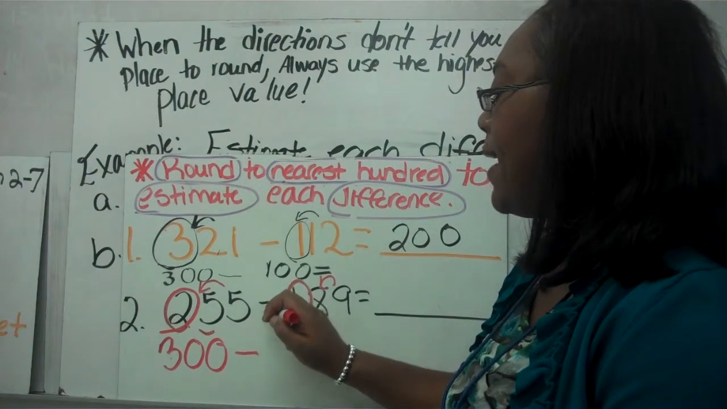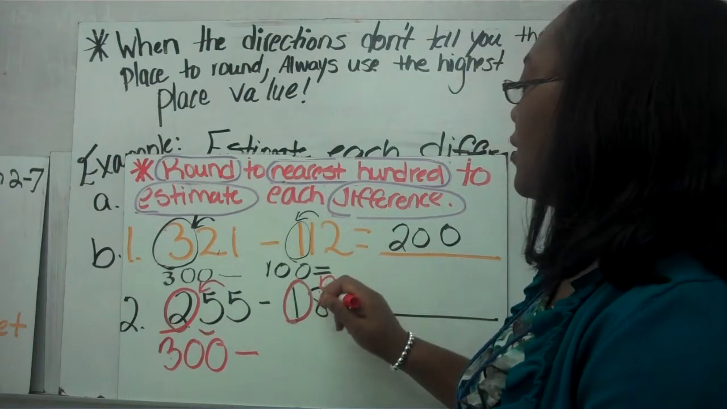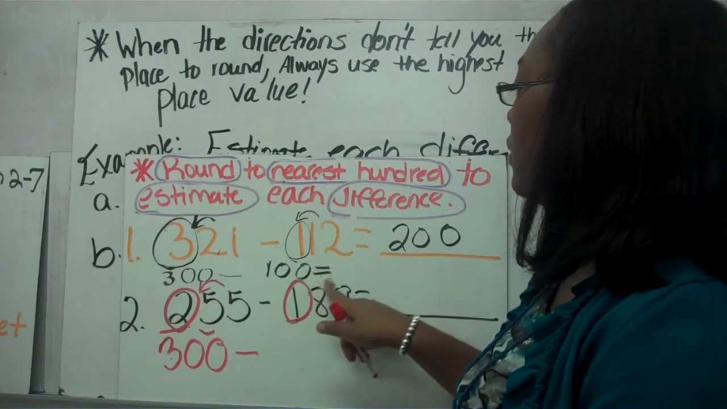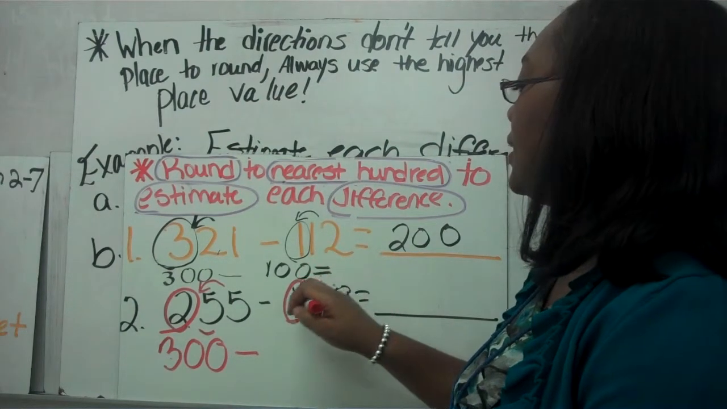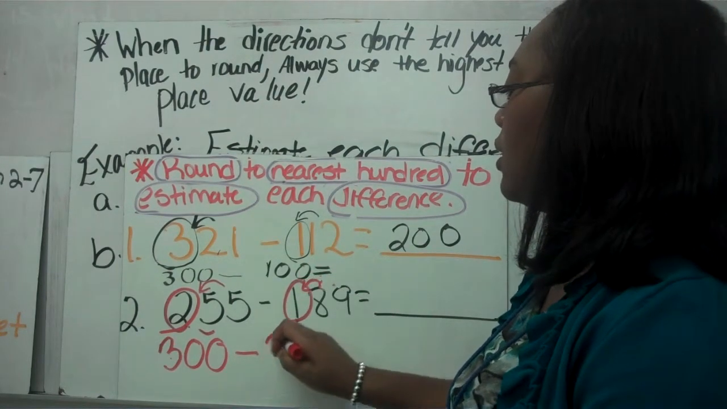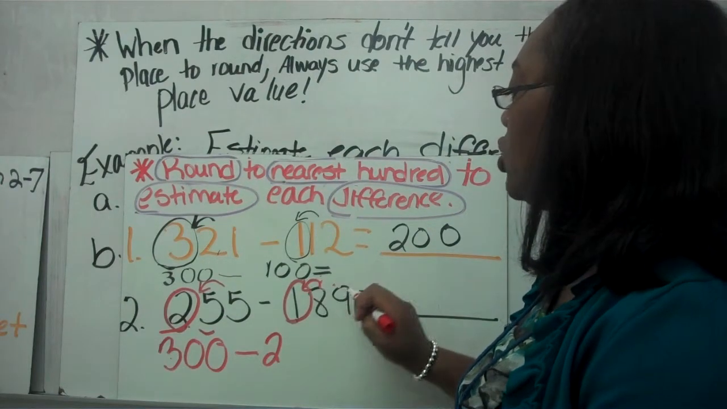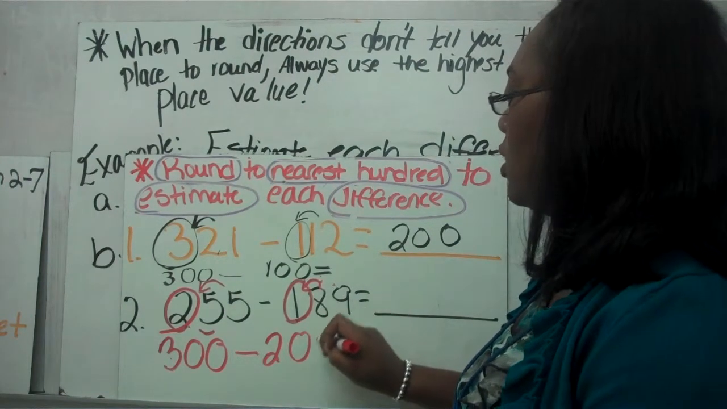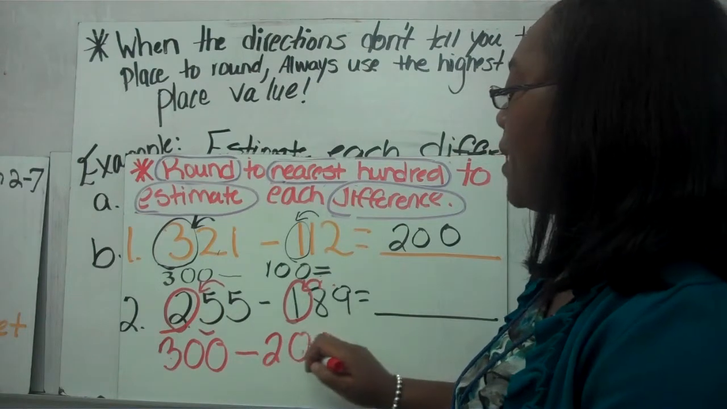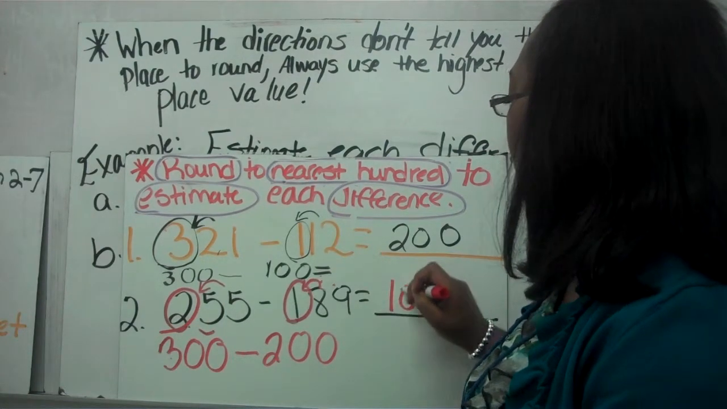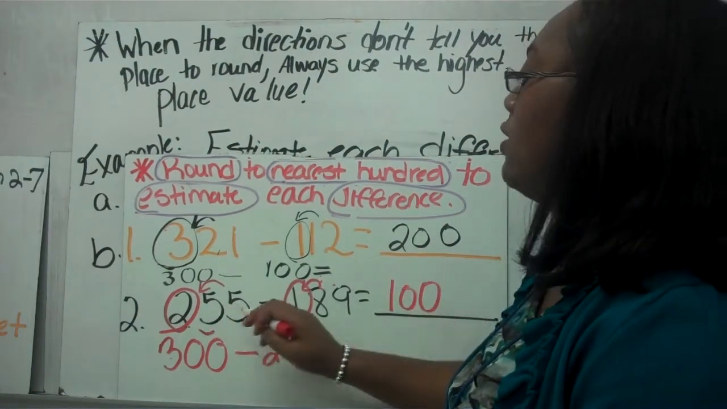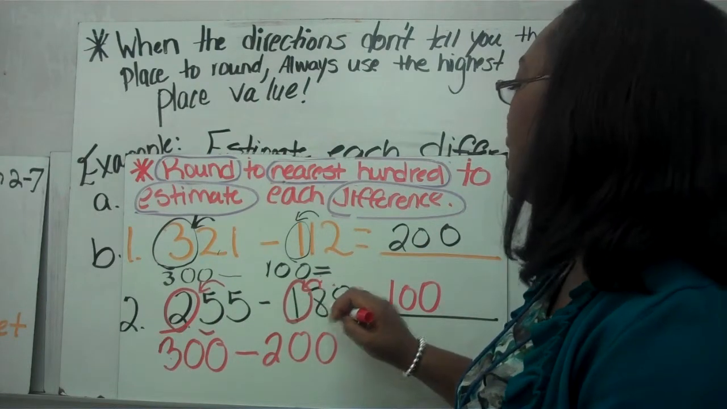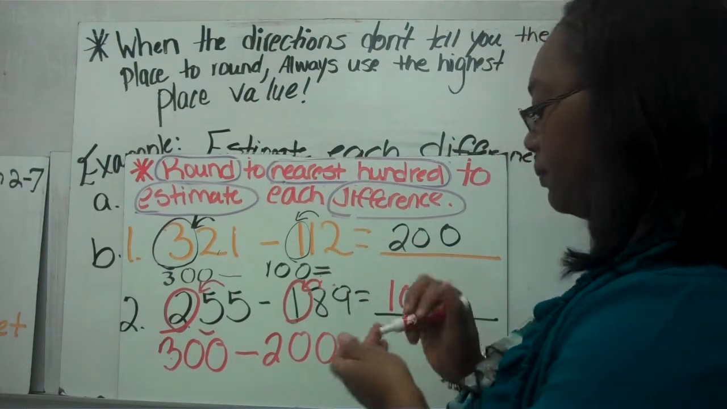I'm going to keep my math operation. We're subtracting. This 8, I drew the wrong one. This 8 is telling this 1 to soar. So it's going to become a 2. And I've got 2 places. I need 2 zeros. So 300 minus 200 equals 100. So 255 minus 189 is about 100.